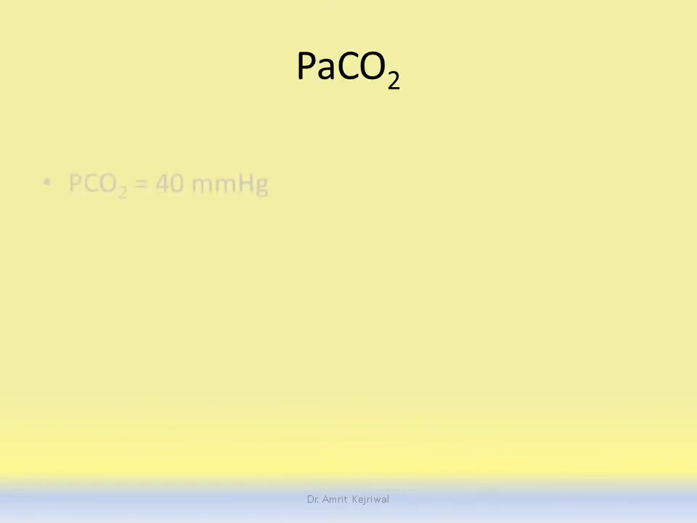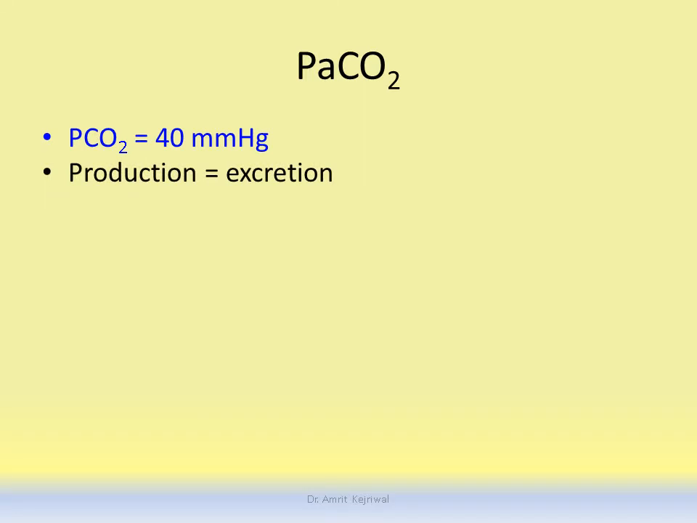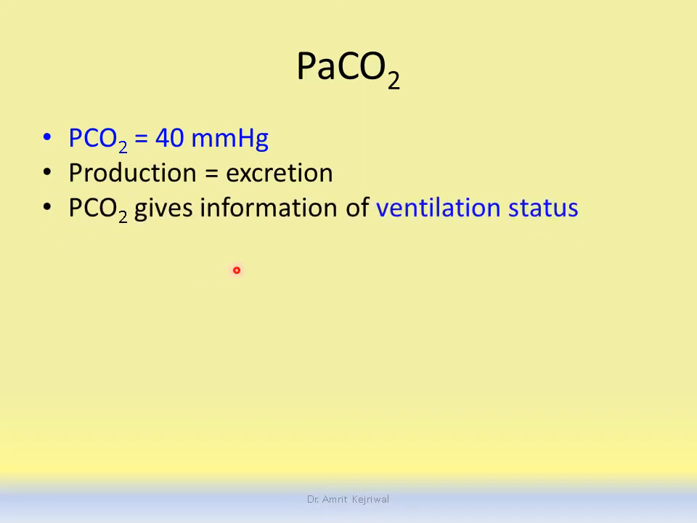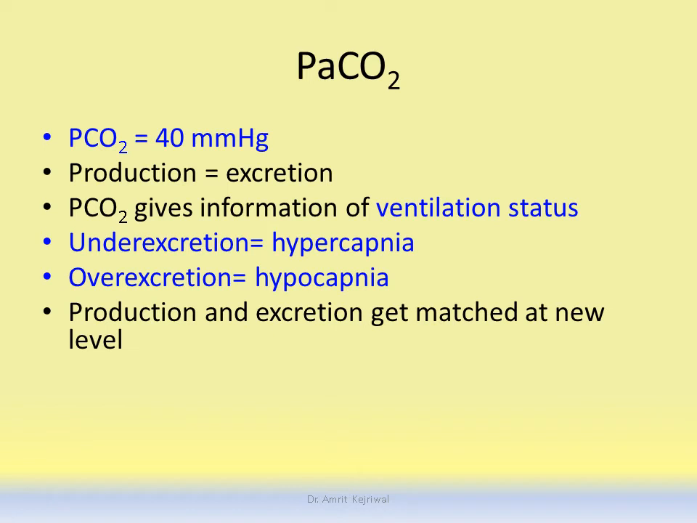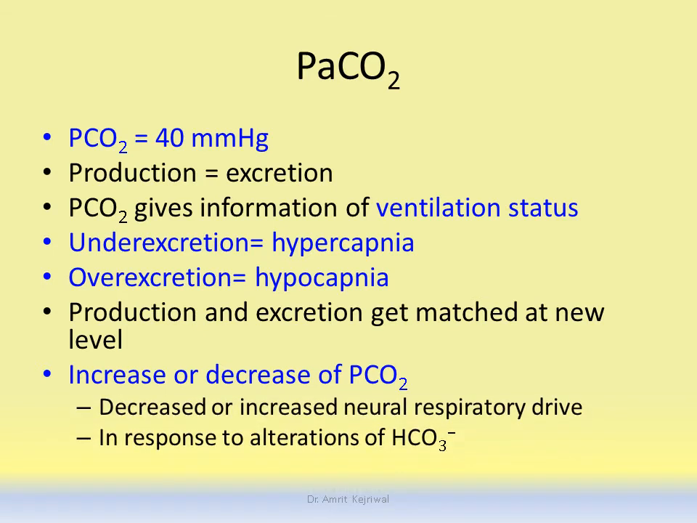Coming to PaCO2. Normal PaCO2 is 40 millimeters of mercury. Production is equal to excretion, and PCO2 gives us information of ventilation status. So under excretion of carbon dioxide means hypercapnia, and over excretion means hypocapnia. Production and excretion get matched at a new level. Increase or decrease of PCO2 can be due to various factors, either decrease or increased neural respiratory drive or in response to alterations of bicarb.